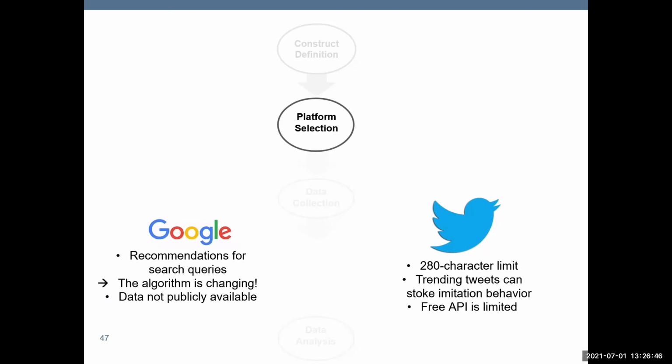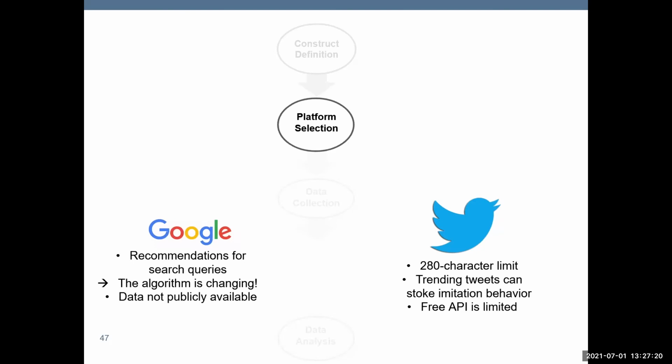So for Google, we get autocorrect or recommendation for search queries, and the algorithm behind that is constantly changing, and we're not really sure of its specifics. And one more thing about Google is that the data that we have on these search queries are much more coarse-grained and available at a low granularity. Whereas if you think about social media sites like Twitter, there's a lot of data available with much higher granularity, but Twitter also has certain challenges.